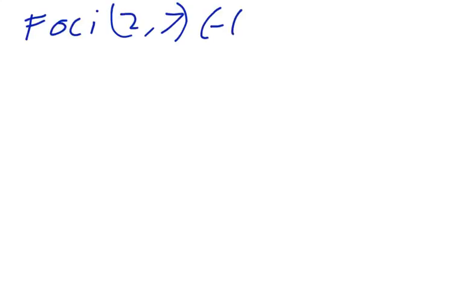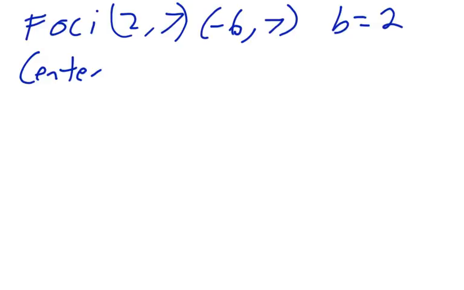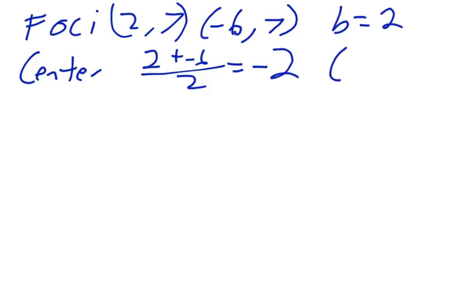Alright, let's say for this next problem that they give me the information about the fact that we had the foci at 2, 7 and negative 6, 7, and b is equal to 2. Well, in order to find the center, what are we going to do? We're going to find the midpoint of my two foci, which means I'm going to do 2 plus negative 6 divided by 2. Since 7 is the same for both, I know that answer is going to be 7. So 2 plus negative 6 divided by 2 is a negative 2. So my center is at negative 2, 7.